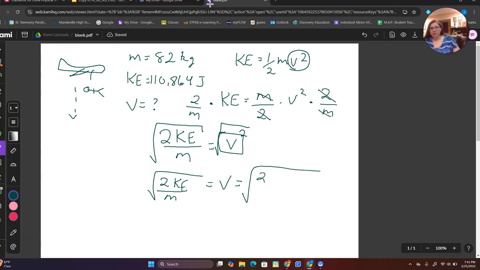So I'm going to take 2, and then we're going to multiply it by my kinetic energy, which is 110,864 joules. And then we're going to divide it by our mass, which is 82 kilograms. So putting that in our calculator. All right, I'm just pulling up my calculator. Okay, looks like that. I'm going to first do the stuff underneath the radical. So first I'm going to take 2, multiply it by my kinetic energy, 110,864, and that gives me a big number, 221,728. And now I'm going to divide that by 82, which gives 2,704.